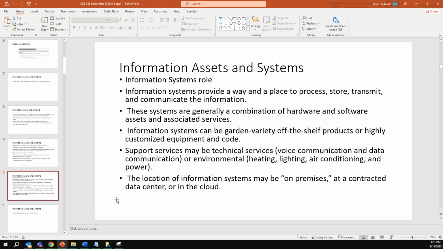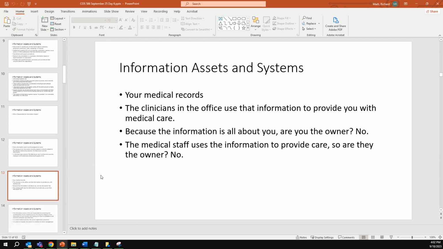So an information system provides a way and a place to process, store, transmit, and communicate this information. You've got a combination of hardware and software that are used, with different technical aspects that are offered. So a variety of systems, customized systems. The location could be on site or contracted to a data center. A lot of our data these days is in the cloud. Even the phone that you have, a lot of that data is on the cloud.